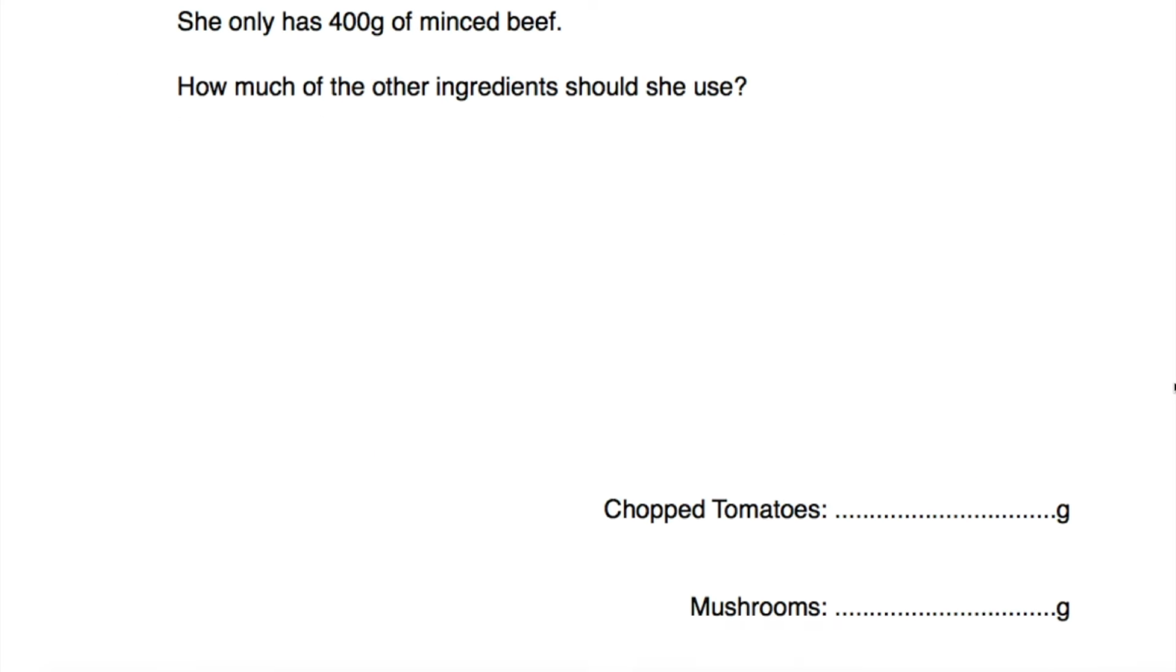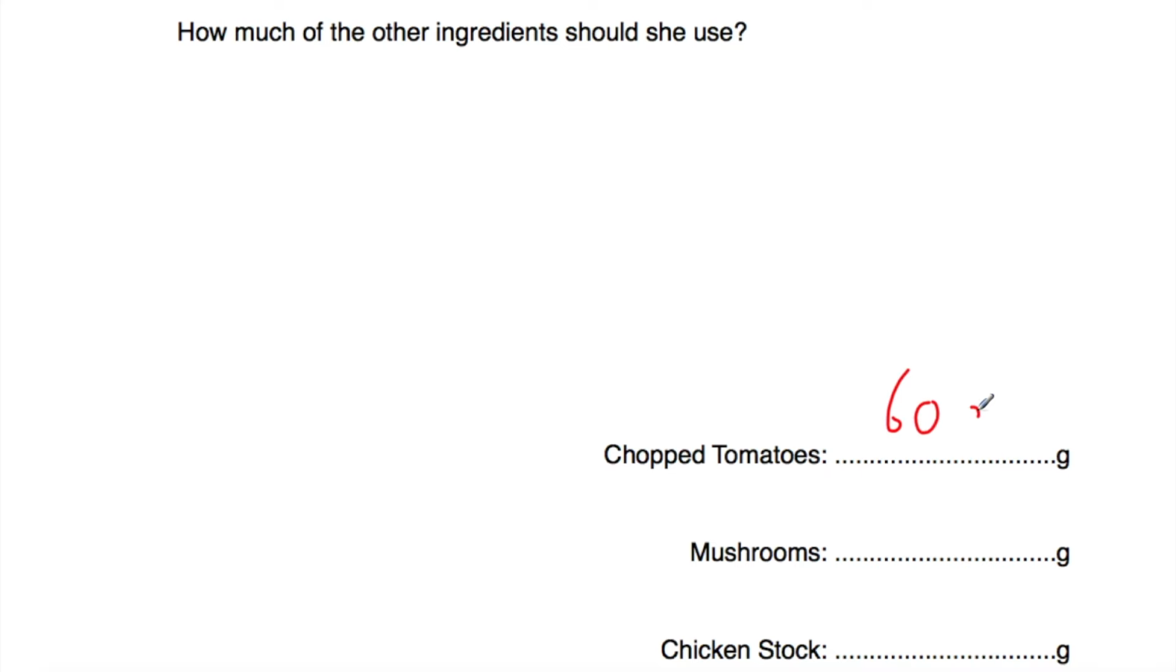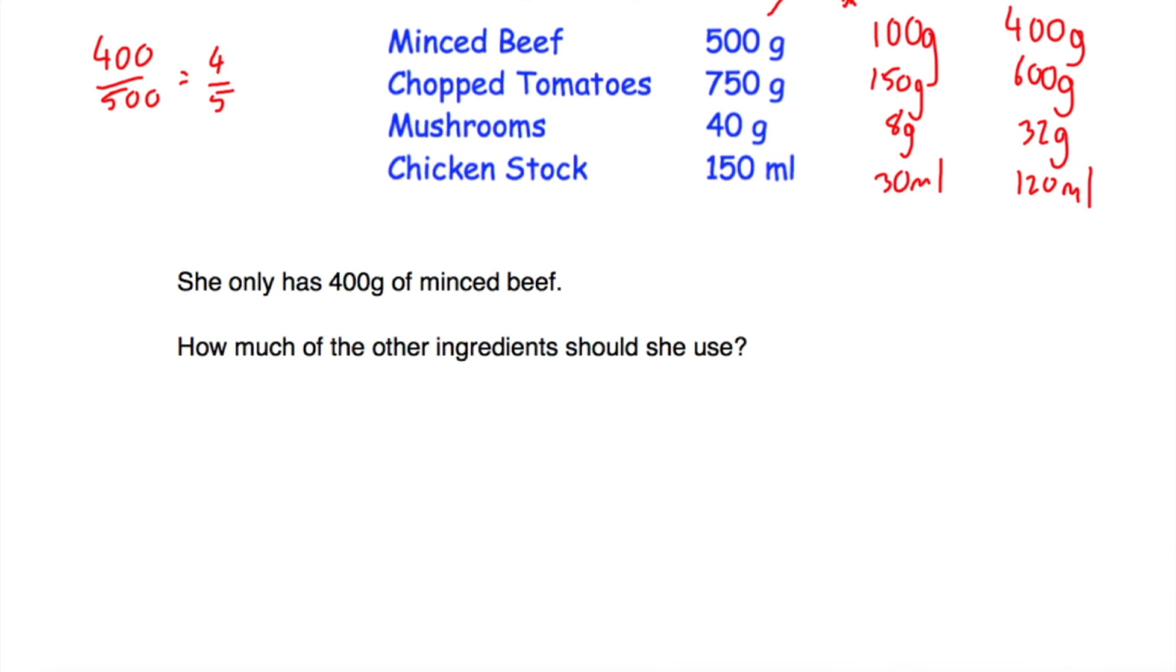Okay, so how many grams of chopped tomatoes? That was 600. In terms of the mushrooms, that was 32. And in terms of the chicken stock, that was 120 milliliters. And that's it. Okay, let's look at our next question.